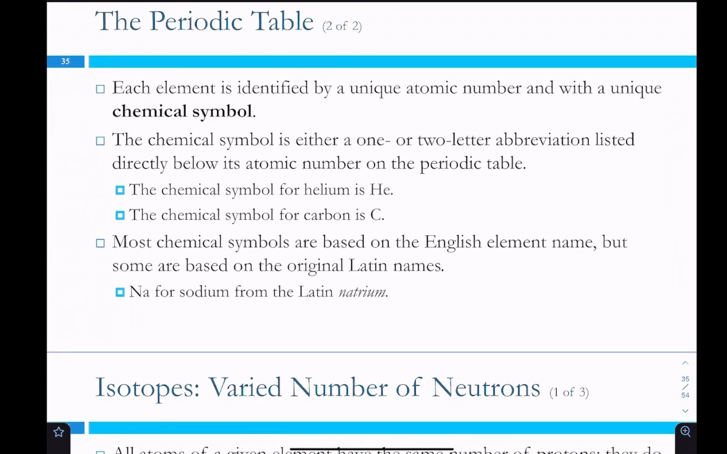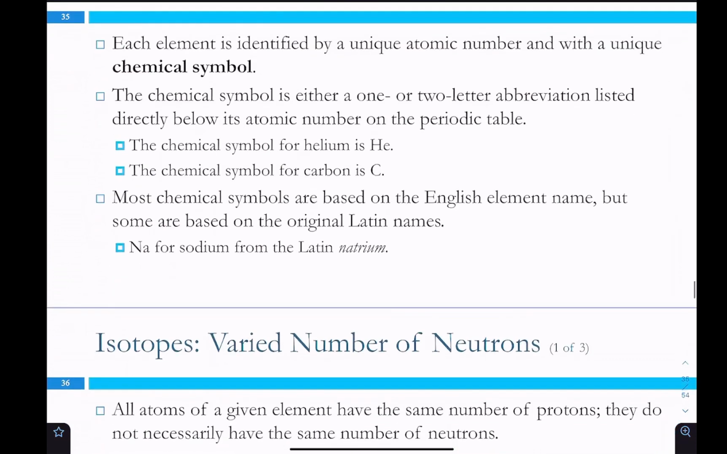So, 1 or 2 letter abbreviations listed directly below its atomic number on the periodic table, and then the mass underneath. Most of them are based on English names, but some of them are not. I always mess this up, but copper is cupric. That's why it's Cu. Silver is argentum, I believe, something similar to that in the Latin name. I can't remember gold right now, or mercury, but those are also Latin names. Along with tin. Tin is stannous. And I can't remember what antimony is.